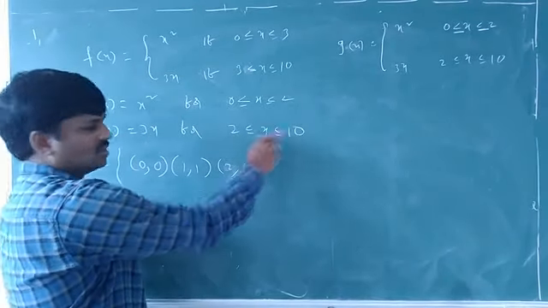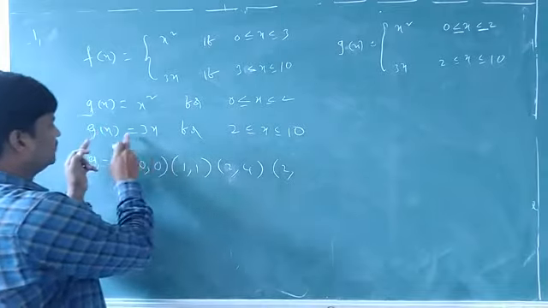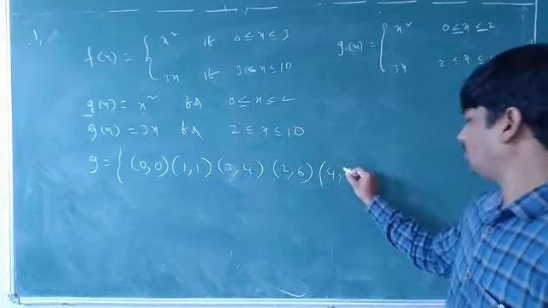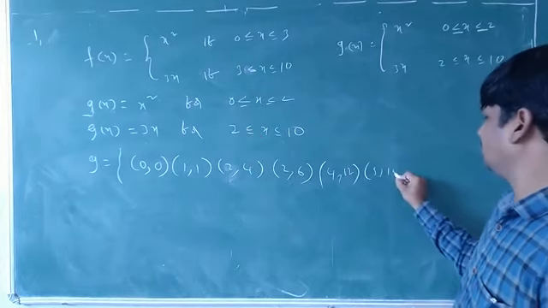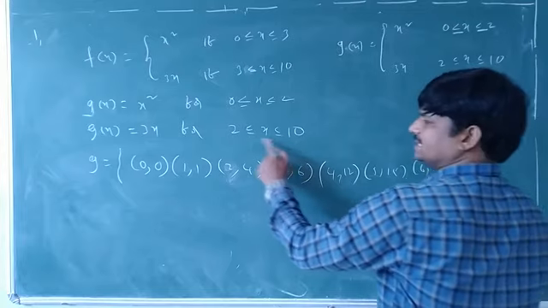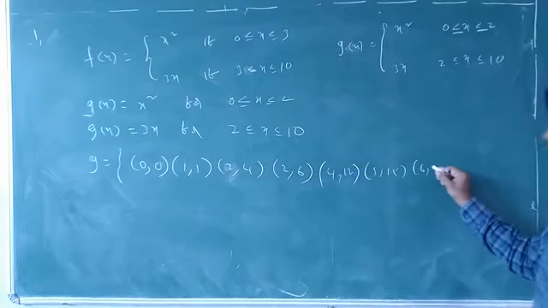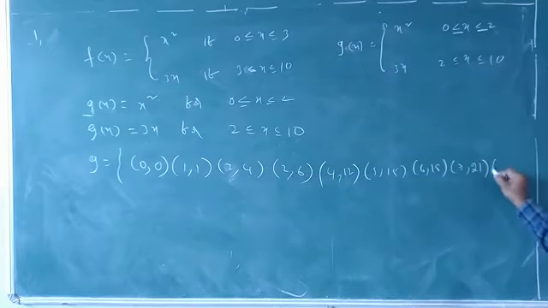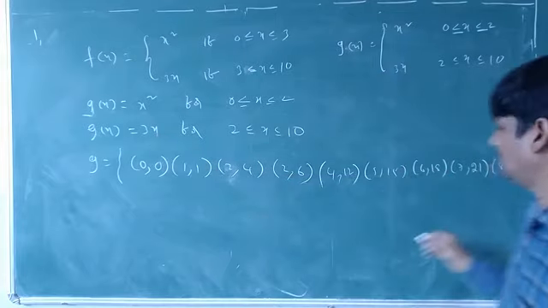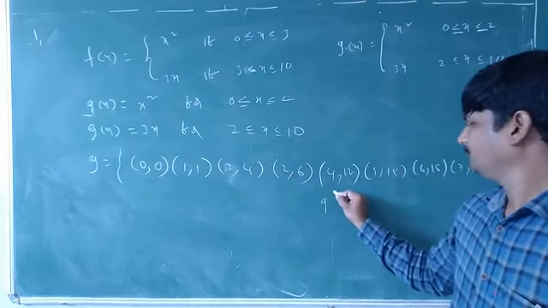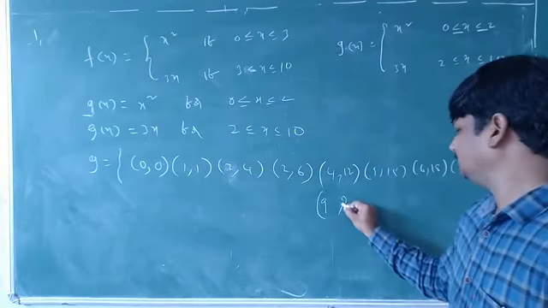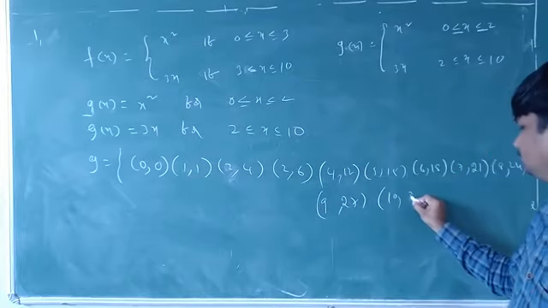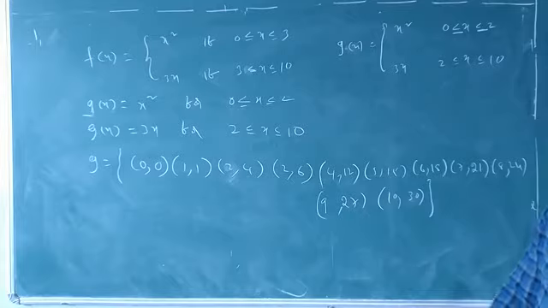Here 2 to 10 we have to take. Take 2 here. 2 into 3 is 6, we got. Next take 4 here. 4 into 3, 12. Next 5 into 3, 15. Next take 6. 6 into 3, 18. Next 7. 7 into 3, 21. Next 8. 8 into 3, 24. Next 9. 9 into 3, 27. Next 10. 10 into 3, 30. This is function g.